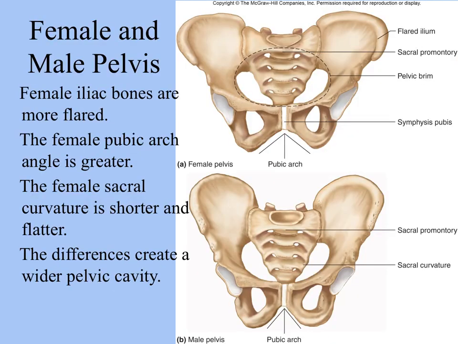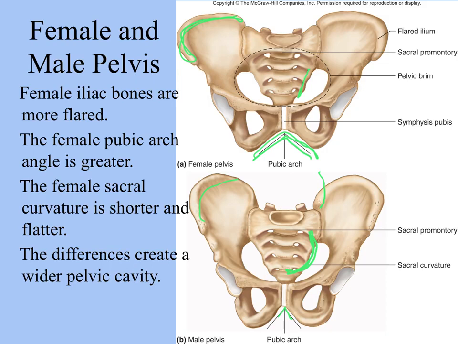Now, if we look at the difference between male and female skeletons, there are very notable differences in the pelvis. Notice that female iliac bones are wide and more flared than male iliac bones. The pubic arch of the female tends to be broader, or the angle more obtuse. The curvature of the sacrum in the female is shorter and flatter than you see in the male. The male will tend to go more like this, whereas the female will be shorter and flatter. And again, that's to accommodate the birth canal.